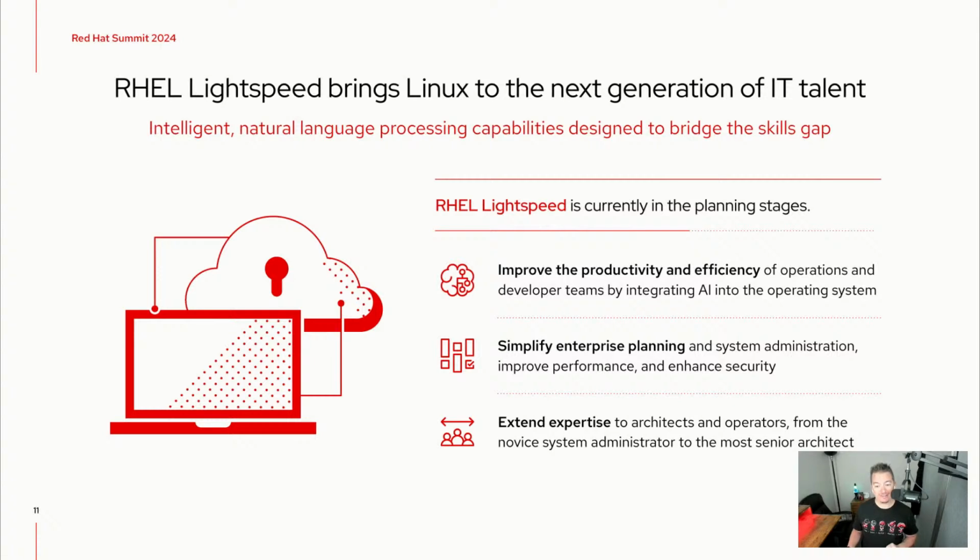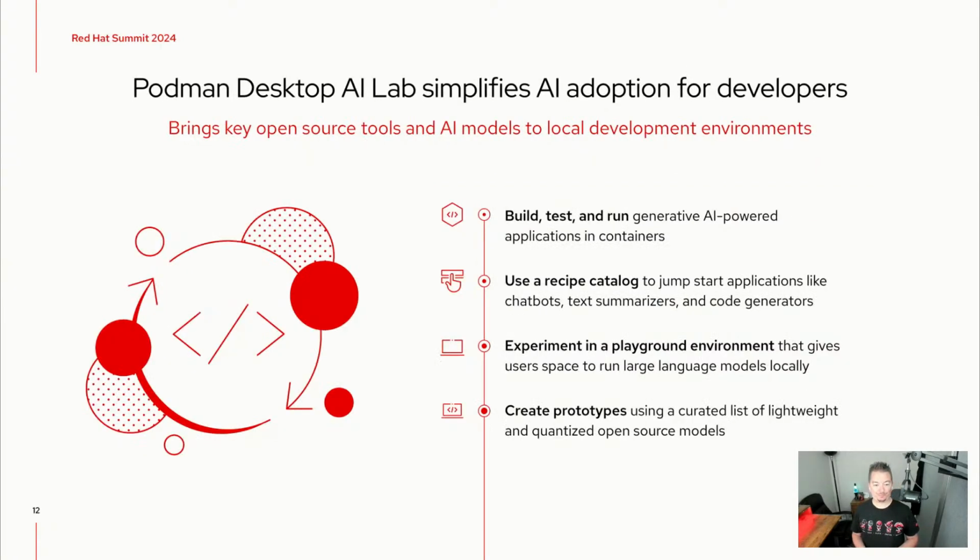So RHEL Lightspeed is currently in the planning stages. I imagine, this is just an educated guess, but I imagine we'll hear a lot more about this at Summit 2025, which, yes, is already in the planning stages. We're barely a week out, but RHEL Lightspeed, keep an eye out for this. I'm really excited to see how this develops and what types of functions, what types of skills get built into an AI that's running on top of Linux, particularly RHEL.